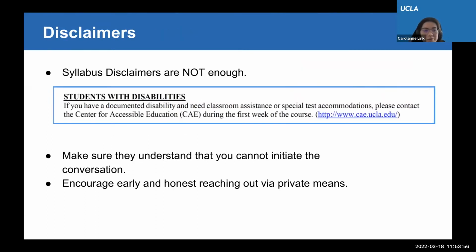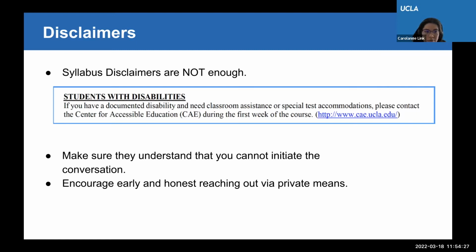Another thing for higher ed specifically, and this is really common, we see syllabus disclaimers on where to go for disability accommodations at a different office. And I like to point out that this is not enough. The key thing in education, at least in my experience, has always been feeling really comfortable in the classroom and with whoever you're directly interacting with, be it an instructor, a teacher, a TA, whoever it is, and making sure that they feel comfortable interacting with you.